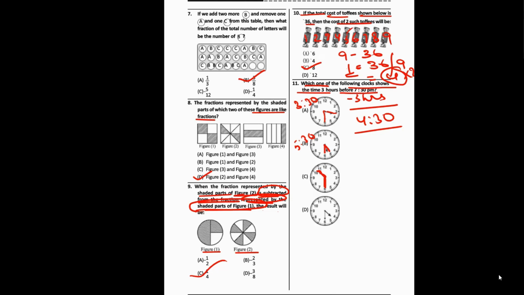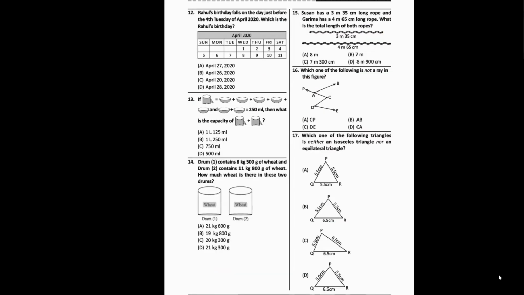Which means this one, the hour hand, the small hand is in between 4 and 5, and the long hand of the clock is at 6. This shows 4:30, and hence that's my answer, because I need 3 hours before 7:30. Got it, all of you? So 4:30, option D, that's my answer. Moving on to question number 12.